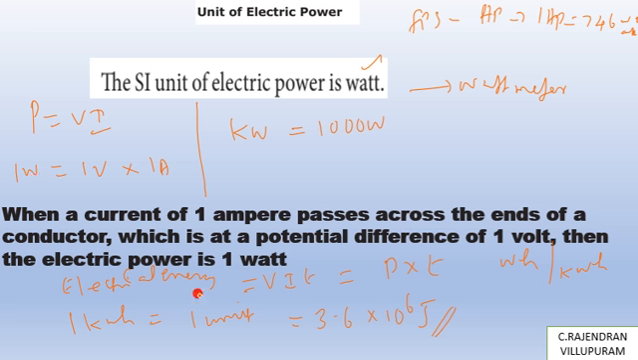Electrical energy is the product of power and time. The unit is watt hour and kilowatt hour. 1 kilowatt hour is what we call 1 unit. That means if a device of 1000 watts acts for 1 hour, the energy consumption is equal to 1 unit, which is equal to 3.6 into 10 power 6 joules. Okay, so these are the conversions.